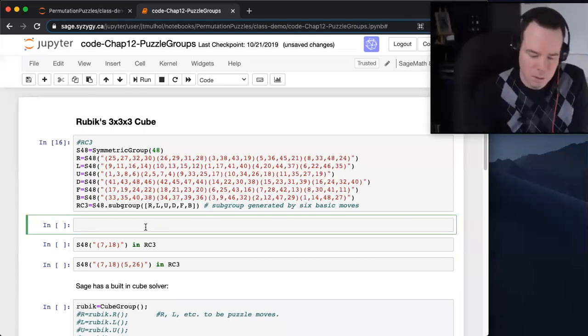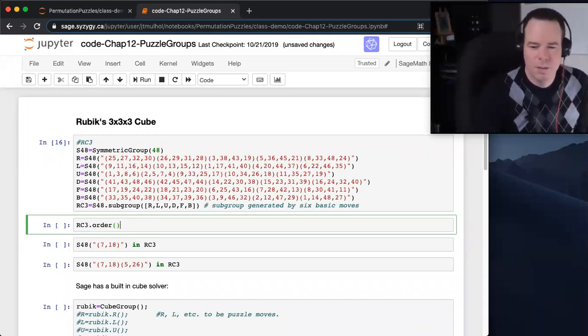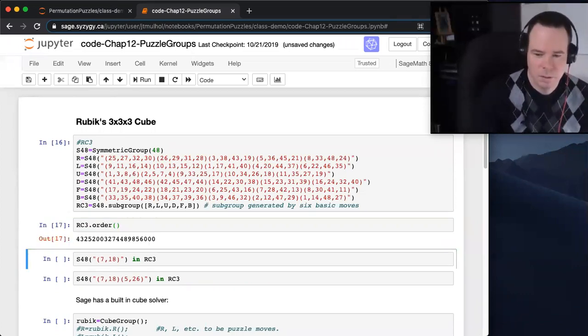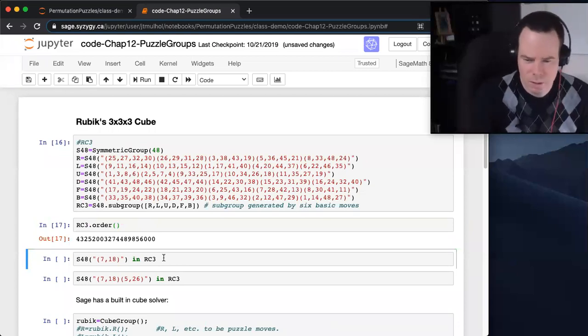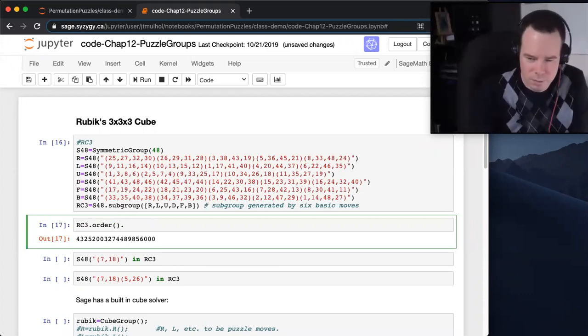What can we do? Well, there's a few things we can do, but first I'm going to ask, how many configurations are there of the Rubik's Cube? That is really just asking, how big is this group? And so I can ask for how big the group is. What is the order of RC3? And there it is. That's our 4.3 times 10 to the 19. And we could factor this.